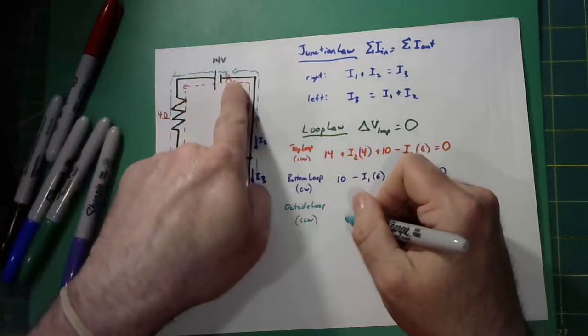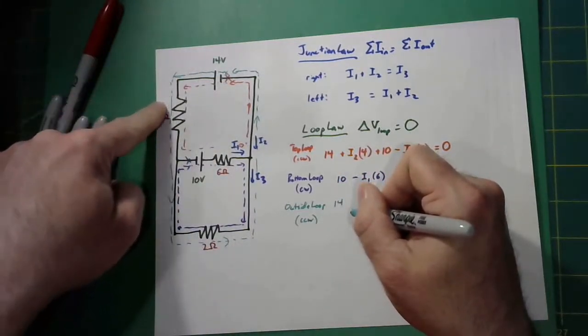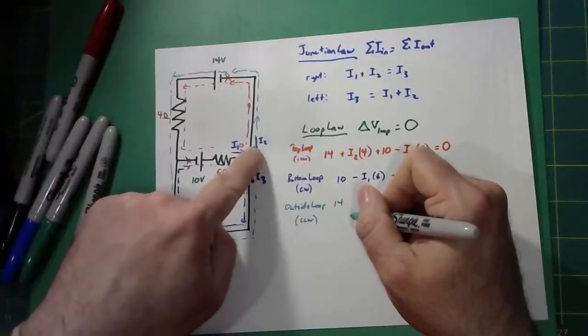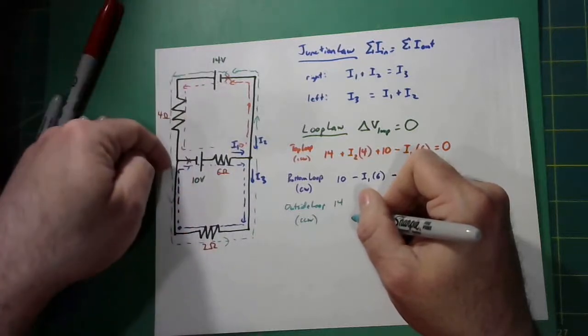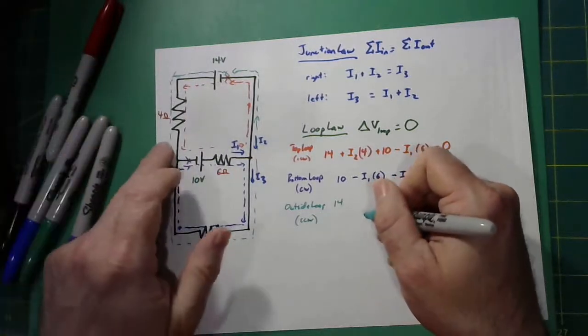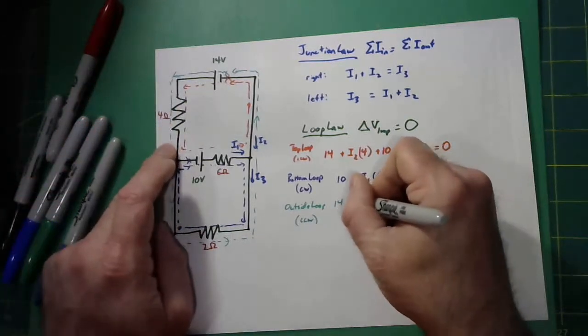Starting here, I'm going from low V to the high V side, so I'm going up 14 volts. Now am I going with or against the current here? We said I2 would be going around this way. So I'm going against the current, so I'm going to go up. I'm going from after the charges lost the energy to before they lost the energy. So I'm going up.